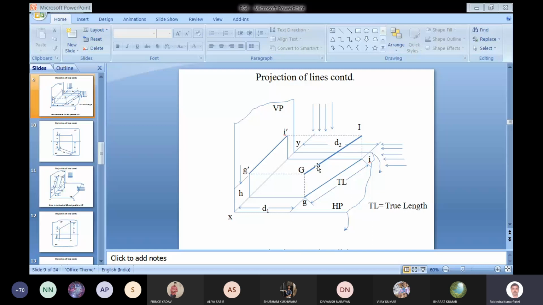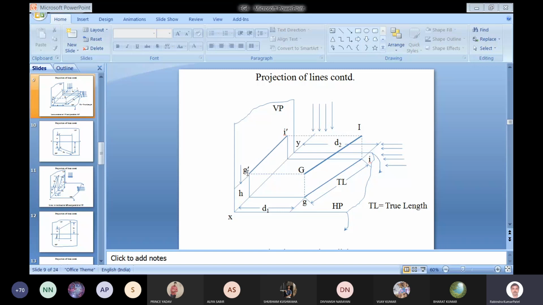Like in this case, it is parallel to a horizontal plane, so its projection on the horizontal plane will represent the true length of the line, and on the vertical plane, with which it is having some angle, it will have a shortened projection. So GI is the projection on the horizontal plane, representing the true length, and the projection of the same line G capital I is represented onto the vertical plane, that is the front view G dash I dash.